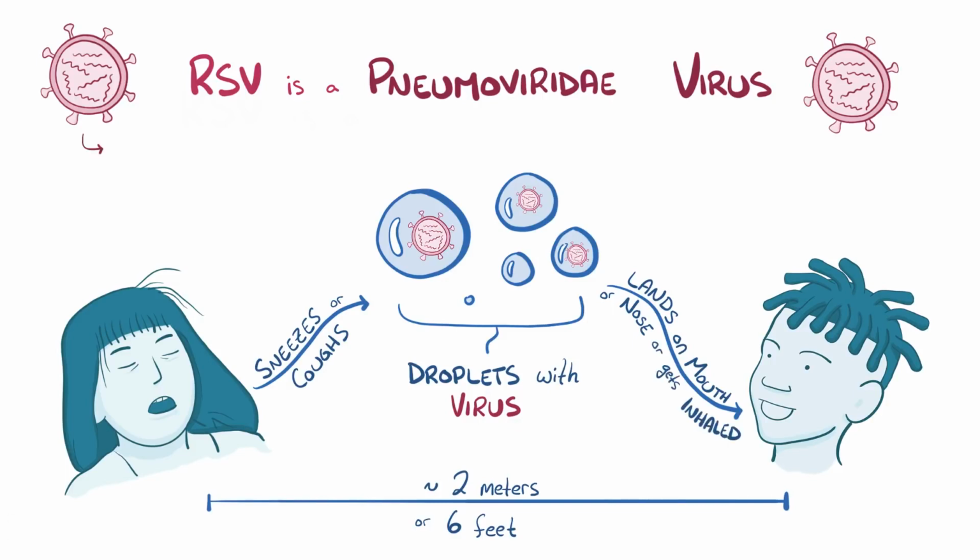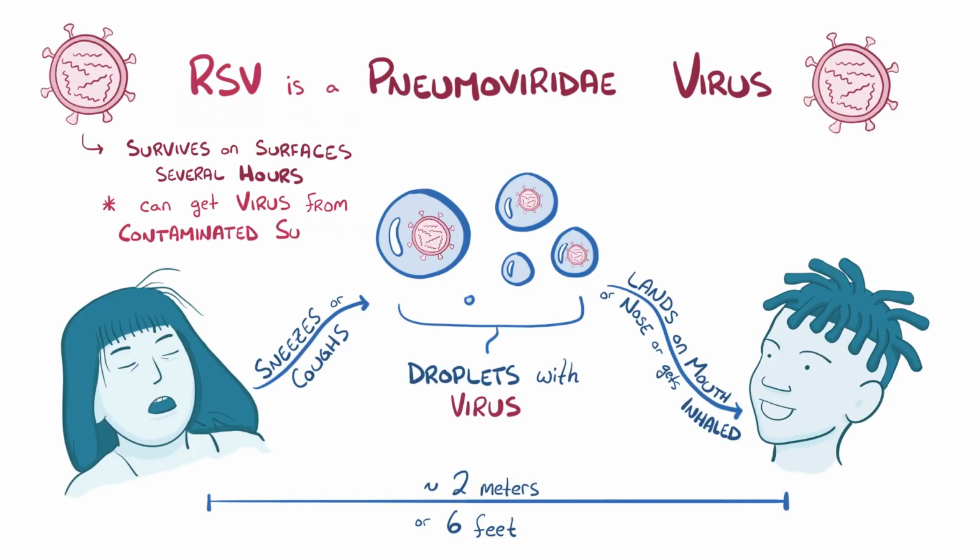The virus can also survive on surfaces for a few hours, so it's possible to get the virus by touching a surface like a contaminated doorknob, and then touching your own eyes, nose, or mouth.